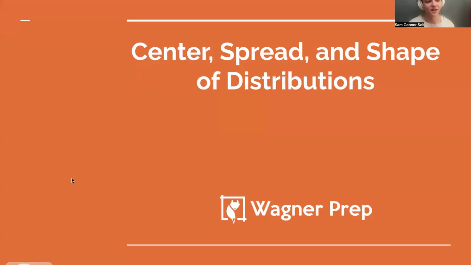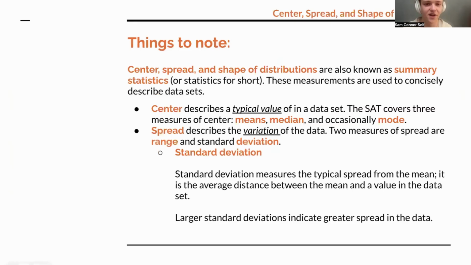All right. So getting on to center, spread, and shape of distributions. Again, these are things that all should be pretty familiar to you guys. Just as a refresher and a little bit more about some stats vocabulary, center, spread, and shape are known as summary statistics, or we just call them statistics. And they're used to describe data sets that we see. So the center describes the typical value of a data set. And there are 3 measures of center that the SAT wants you to know, which include mean, median, and mode. Like I said, these all should be familiar to you guys from pre-algebra and algebra.